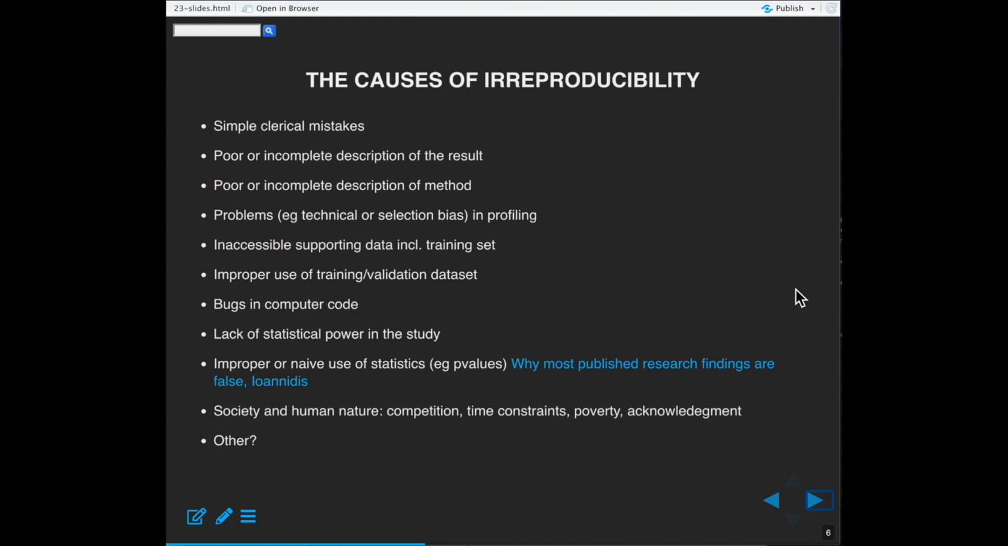Now, as machine learning experts that you are, you also have the understanding that if you're not given access to supporting data, and that includes the training set of both positive and negative examples, you're going to have a hard time to reproduce somebody's result. And of course, there are lots of examples of people who misuse the training and testing and validation data sets.